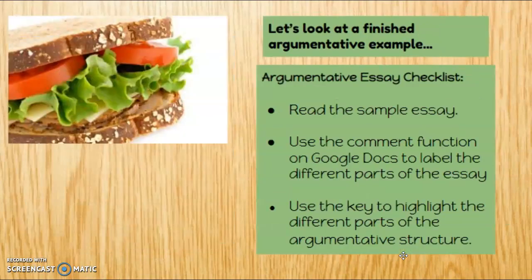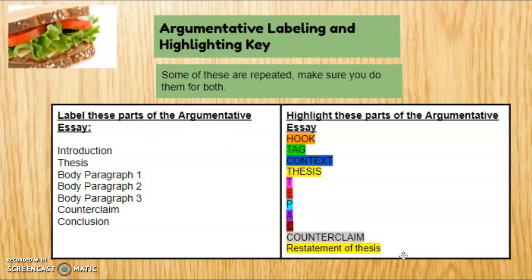All right. Let's look at a finished, so we're going to be looking at a finished argumentative example. We are going to read the sample essay together. You, on your own, are going to use the comment function on Google Docs to label the different parts of the essay, and then you're going to use the key to highlight the different parts of the argumentative structure.